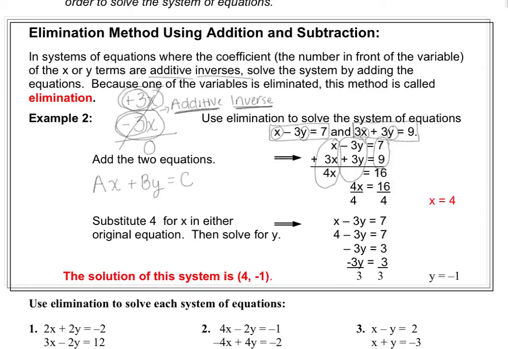Okay, x plus 3x is 4x, negative 3y plus 3y, they're additive inverses, so that is 0. On the other side, 7 plus 9 is 16, so 4x plus 0 is just 4x equals 16. And as always, my very last step is to divide. Divide by 4. 4 divided by 4 is 1, so I get x, 16 divided by 4 is 4, so I get x equals 4.